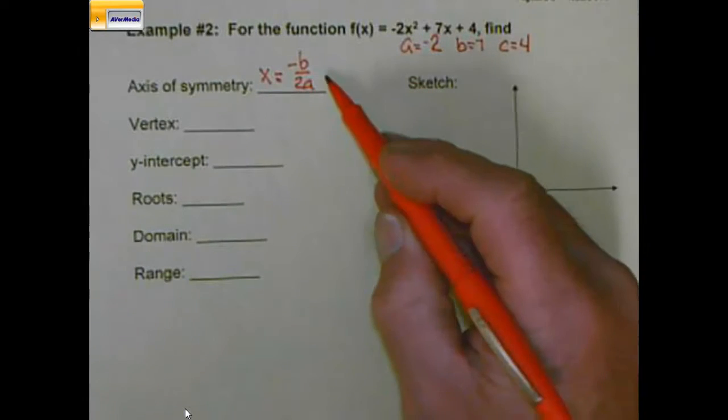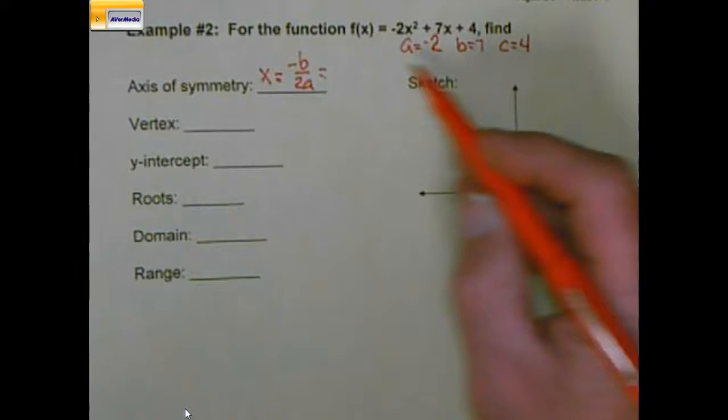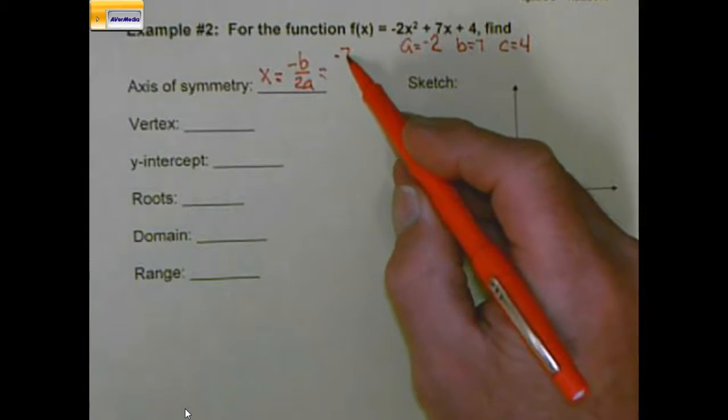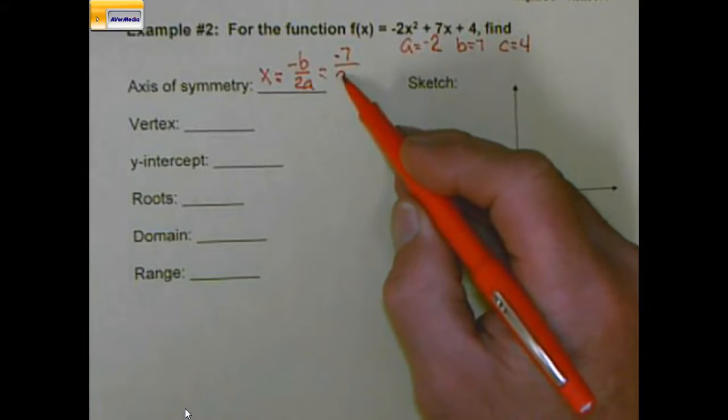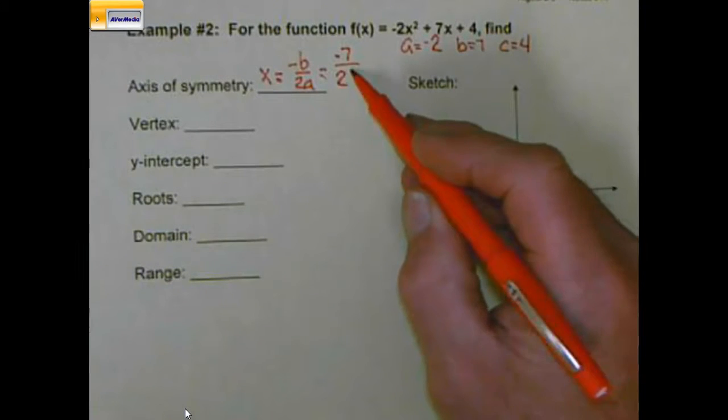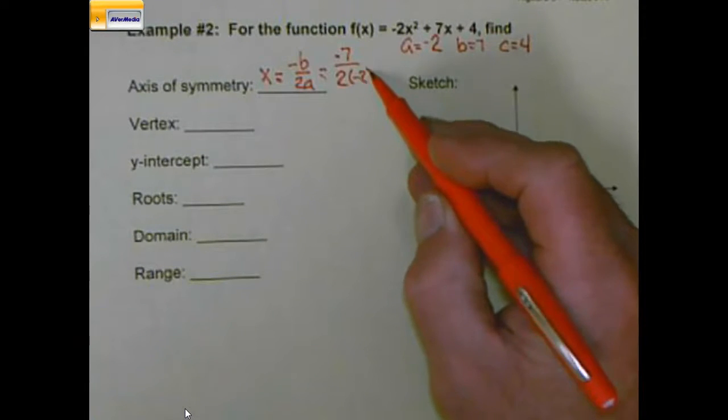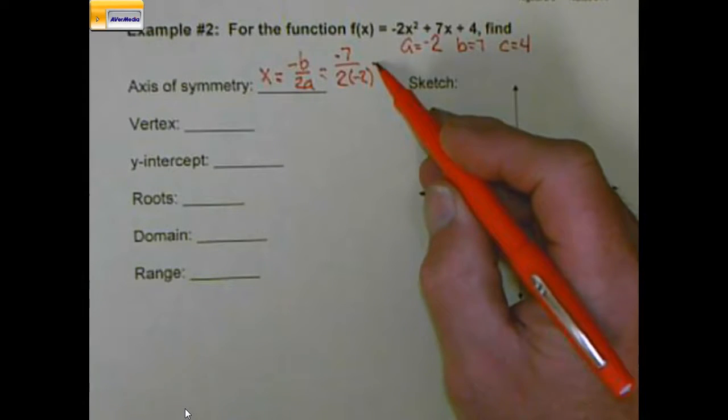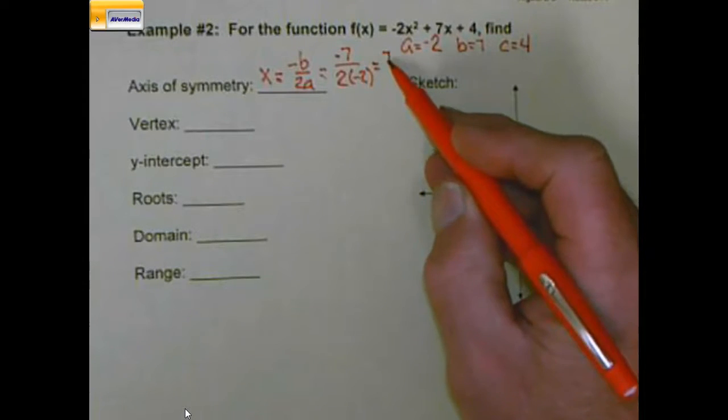All right. Plug our values in. We have negative b, which is negative 7, over 2 times a, and a is equal to negative 2. So we get negative 7 over negative 4, which is the same thing as 7 over 4.